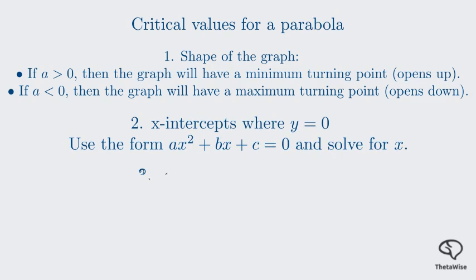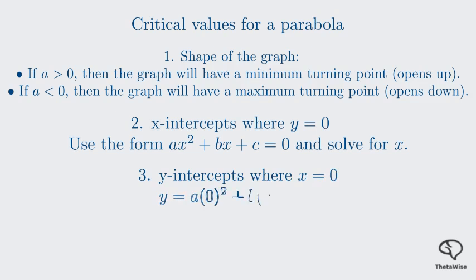Third, we find the y-intercept. This is the point where the parabola crosses the y-axis. At this point, the x value is 0. To find it, we substitute x equals 0 into our equation. Notice that the a times 0 squared term and the b times 0 term both become 0, leaving us with y equals c, so the y-intercept is always at the point (0, c). This is a very handy shortcut to remember.